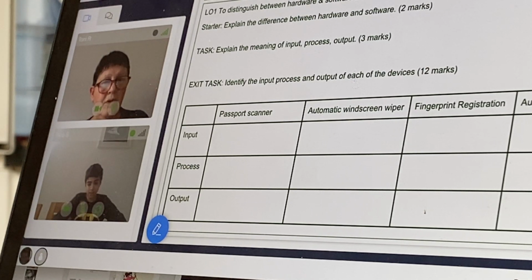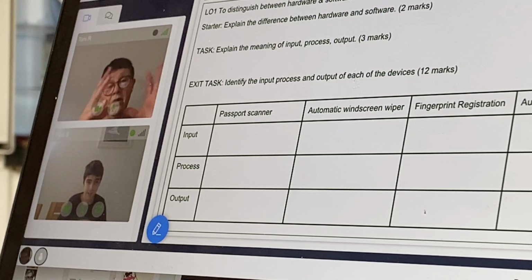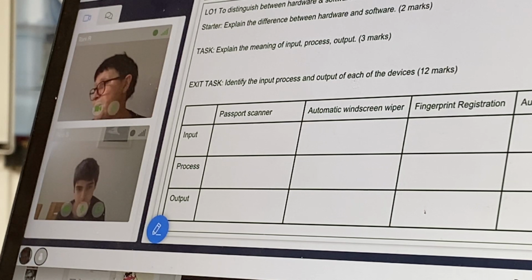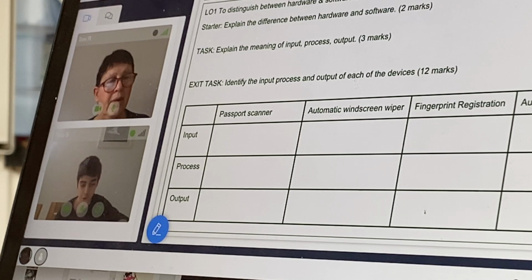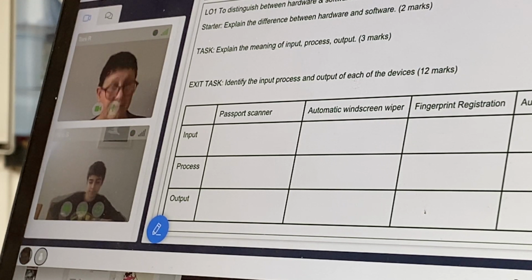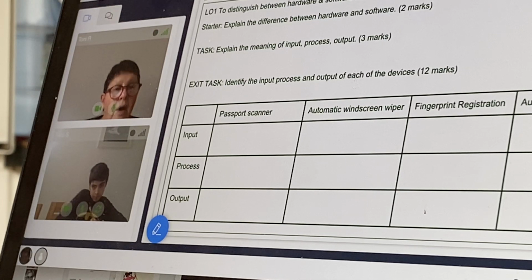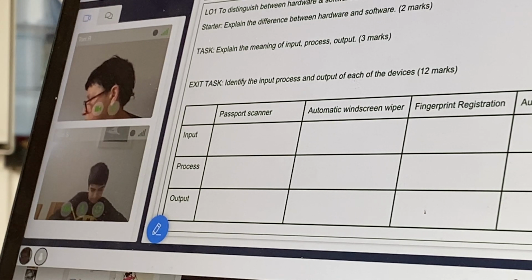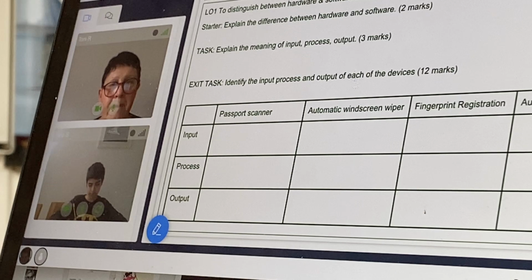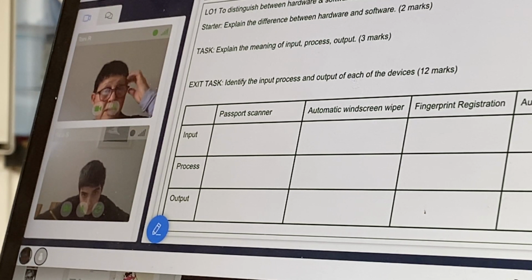Yes, and good, and then software. Don't make it really, really long. Try and keep it brief. So what is software? Software is the programs. Good. So software are the programs. And now for the next one, that's 3 marks, the meaning of input, process, output.